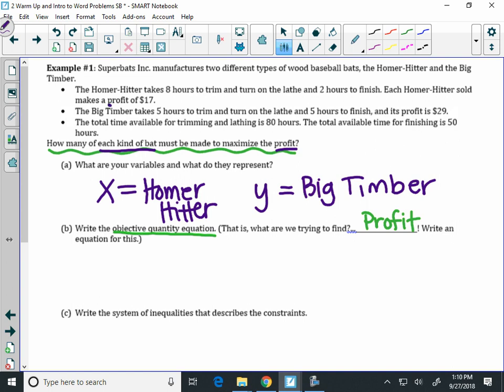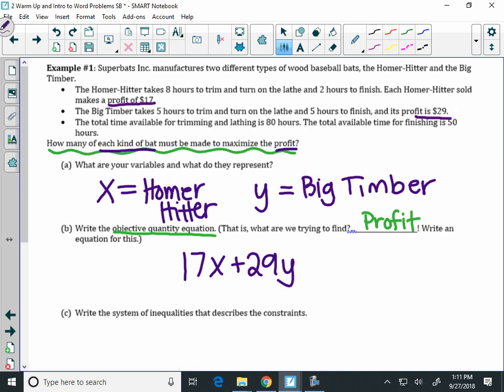17. The Homer Hitter makes a profit of 17. So we're going to put that in our equation as 17x. $17 per Homer Hitter. And then I'm going to talk about the Big Timber, my Y. How much profit does the Big Timber make you? $29. So we'll say plus 29y.